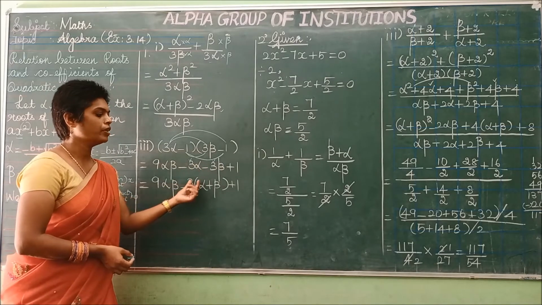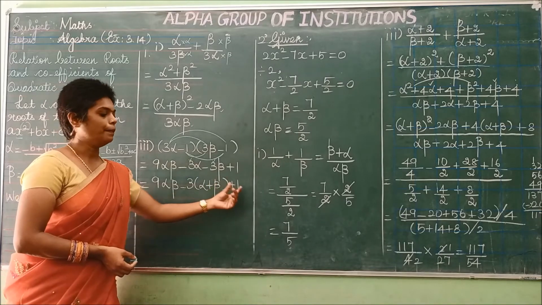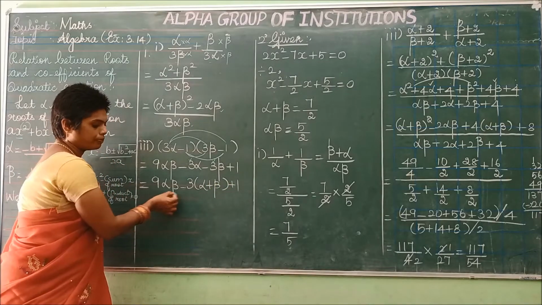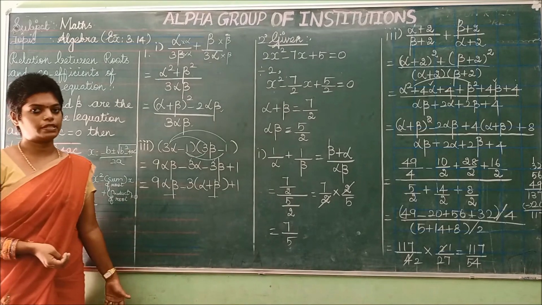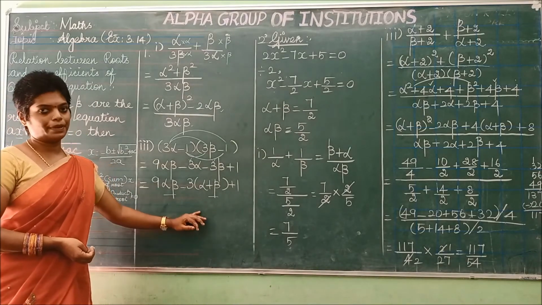So what are the other terms? Alpha plus beta plus 1. So it is in the form. Finally you got the form: alpha beta is one term, alpha plus beta is another term. So you can stop here itself.